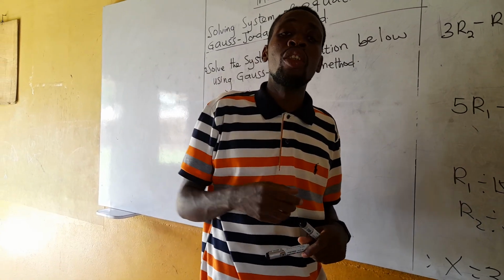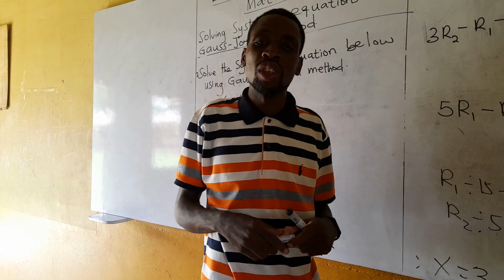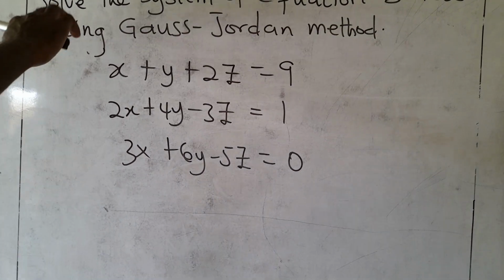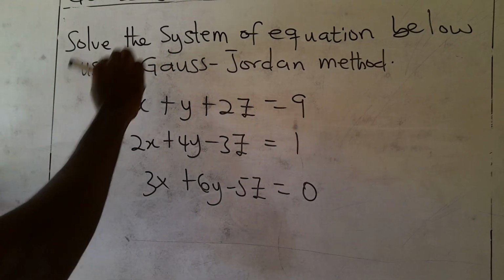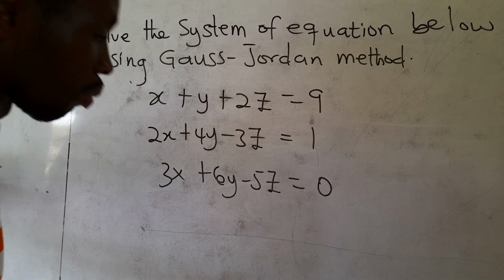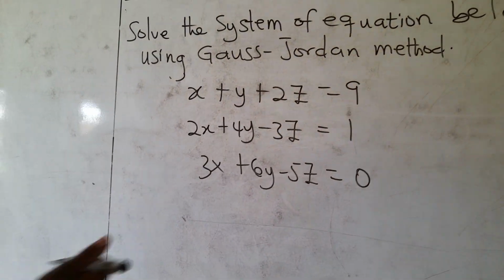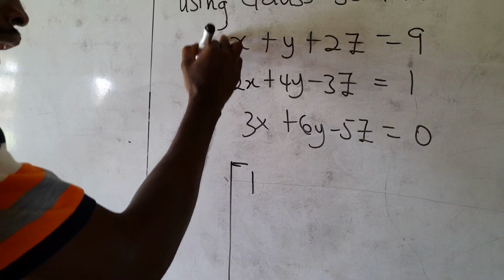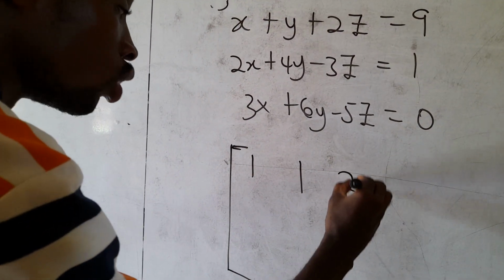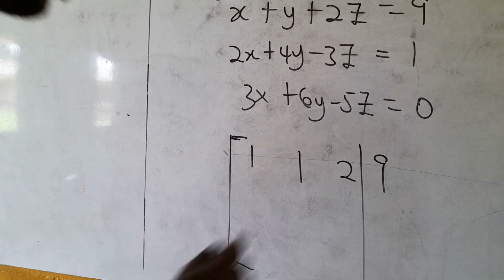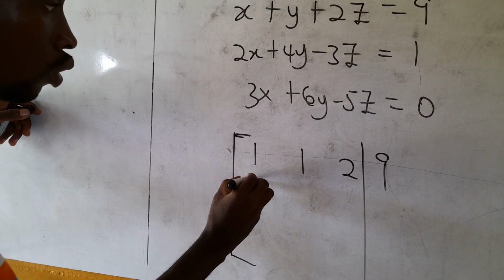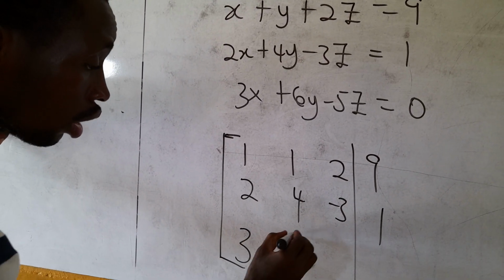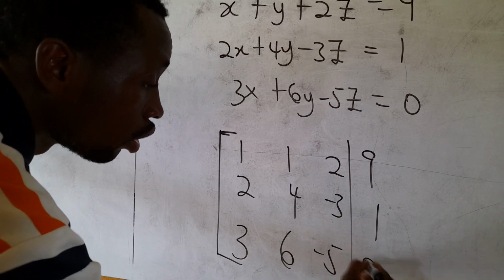Now the next thing is we go to the 3 unknown variables. That one is the interesting one. So we solve the next. Solve the system of equations below using the Gauss Jordan method. Remember there are 3 unknown variables here. The first thing is you form the augmented matrix. So this will be 1. Remember the coefficients. Then 1, then 2, then 9 for the first row. Then we have 2, 4, negative 3, 1. Then 3, 6, negative 5, 0.